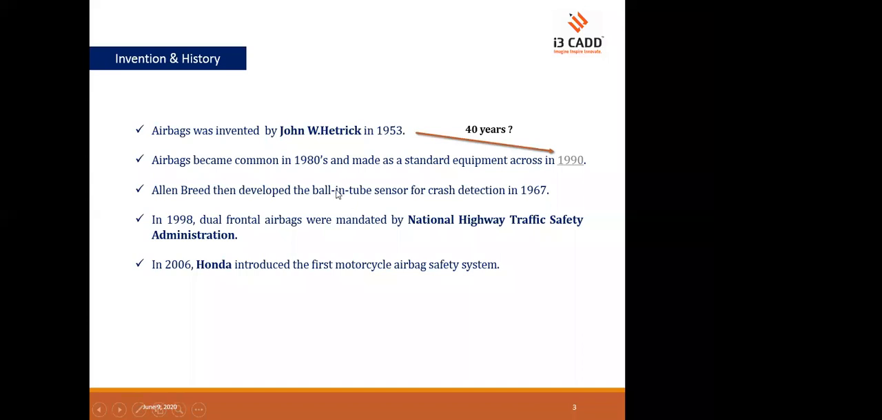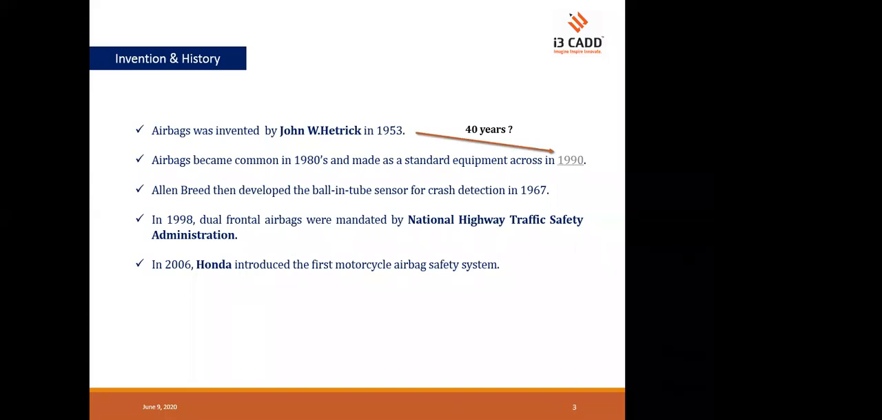In 1998, dual frontal airbags were mandated by the National Highway Traffic Safety Administration, NHTSA. This is nothing but the road safety regulation authority of the US government. So what they did, they made dual frontal airbags. Dual frontal airbags are nothing but two frontal airbags, which are used to protect the driver and the front seat passenger. Driver airbag and passenger airbag are called dual frontal airbags, right? They made dual frontal airbags compulsory, mandatory in the passenger vehicles of the US, right?